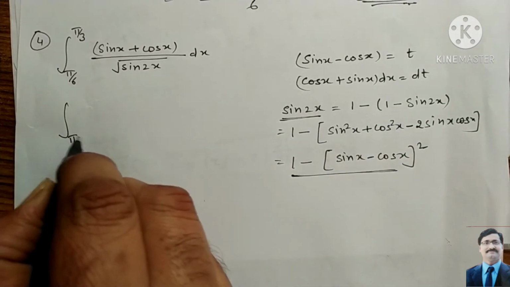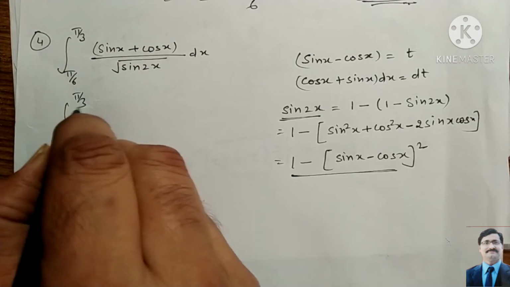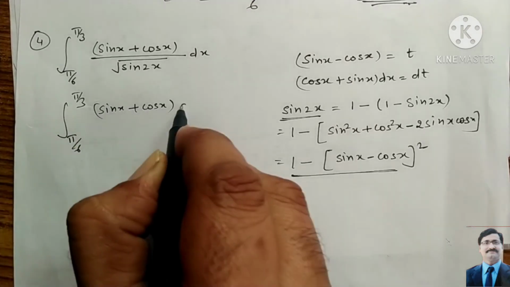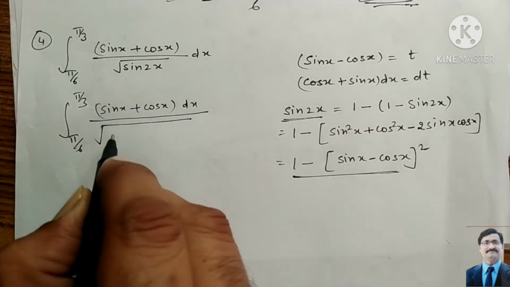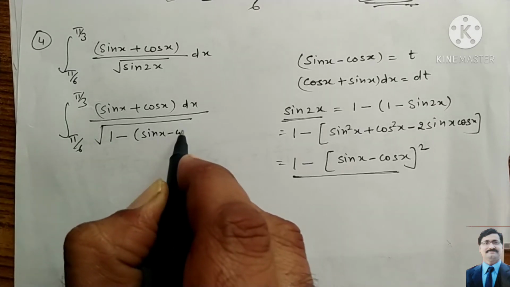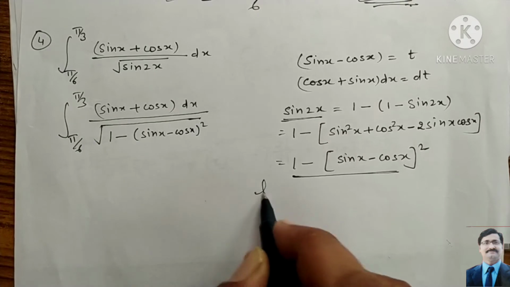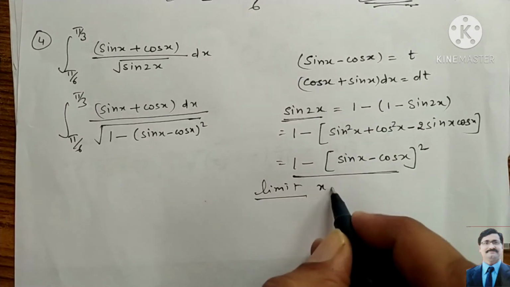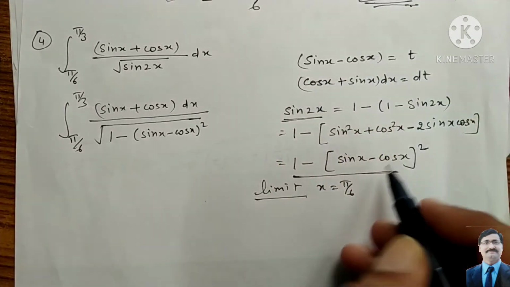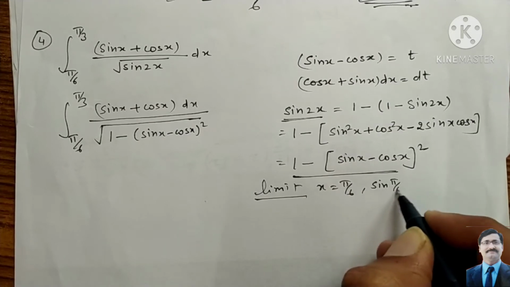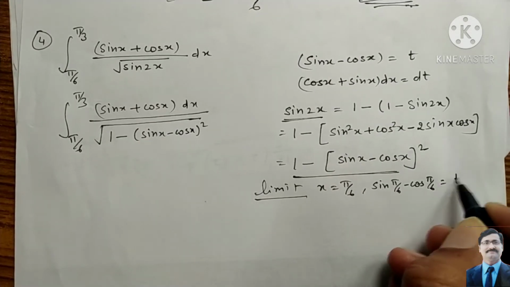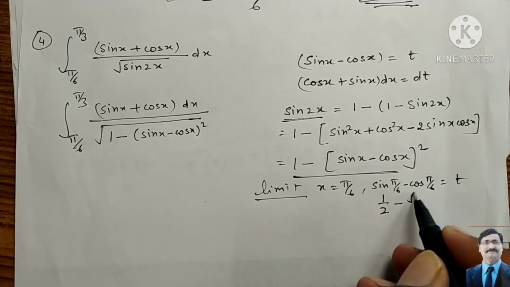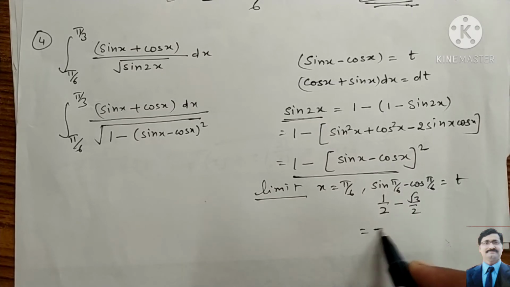So the question will change: pi by 6 to pi by 3, sin x plus cos x dx, and here we can write root of 1 minus (sin x minus cos x) whole square. Now we have to change the limit also. If we put x equal to pi by 6, we get sin pi by 6 minus cos pi by 6, and this is equal to t. Sin pi by 6 means sin 30, sin 30 is 1 upon 2, and cos 30 is root 3 by 2. Root 3 by 2 is more, so take minus common.